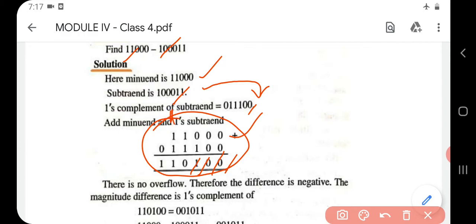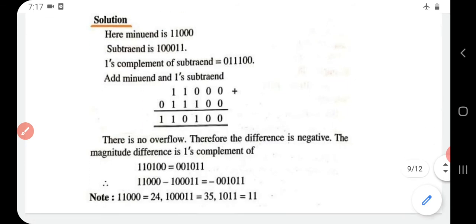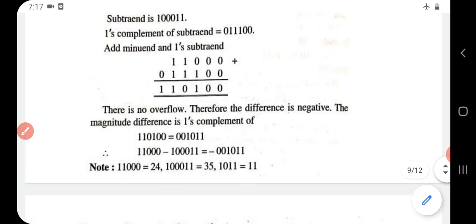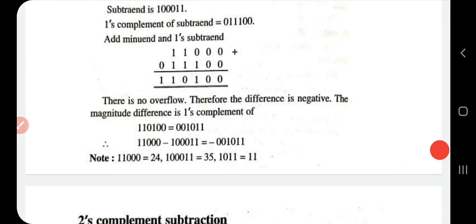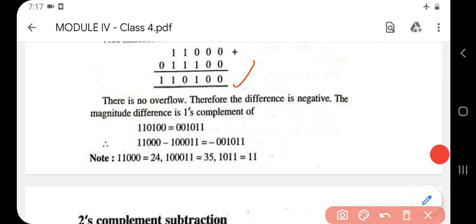So 1 plus 1 plus 1 is again 1 with a carry 1. So 1 plus 0 is 1. So here, do you have any overflow? No, you don't have any overflow. This means that the number obtained is negative, and the magnitude difference is the 1's complement of the answer you have got.